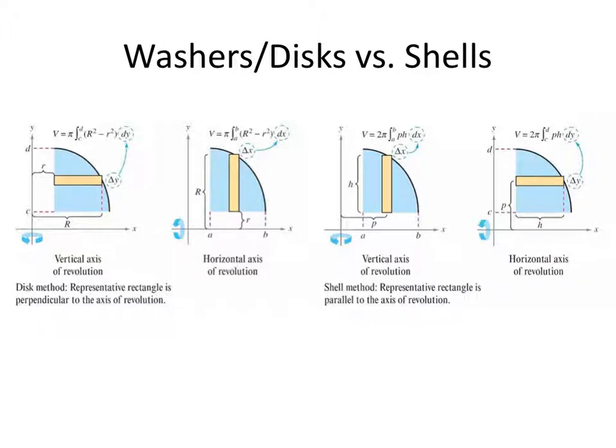So we have 2 methods we can use to find volume. We have washers and discs versus shells. And so here we're just showing you a little bit of a comparison so you can see when to use which one and how to set those up.